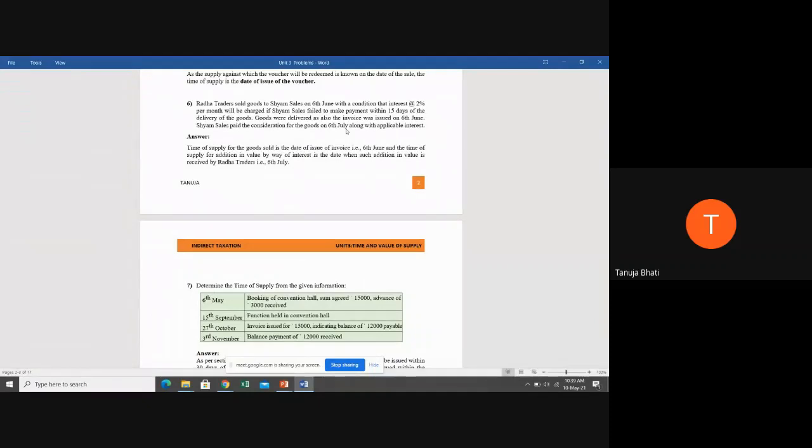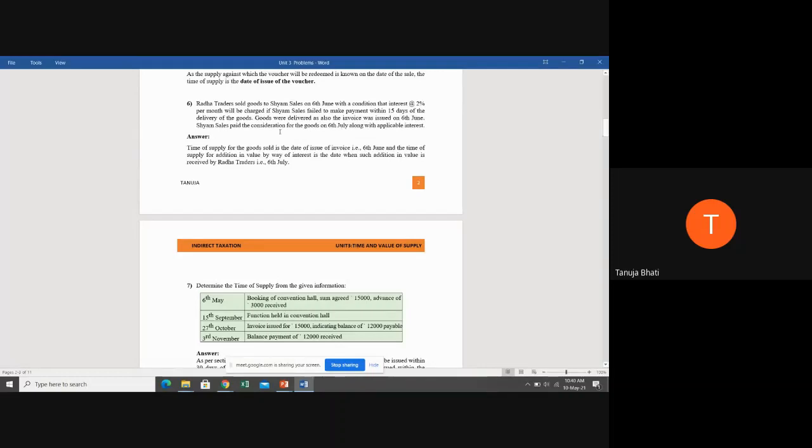Students, what did I tell you? In respect of the consideration, you are going to apply section 12, subsection 3, that is under forward charge. And in respect of addition in value, there is a different section for that. So now tell me, under forward charge, what are the two dates that you need to compare? The two dates you need to compare are the date of issue of invoice, or the date on which the invoice ought to have been issued, or the date of receipt of payment, whichever is earlier.